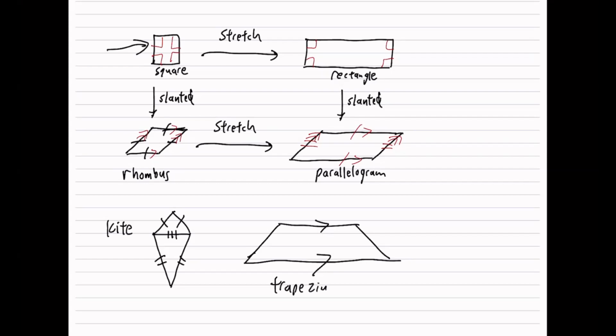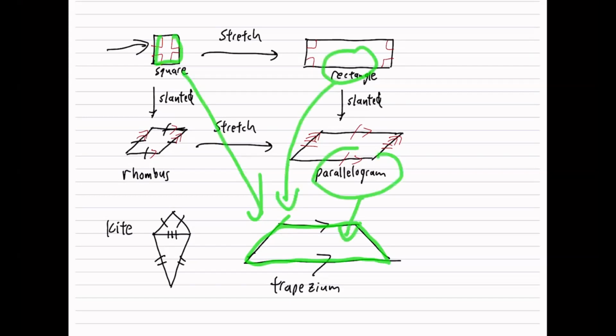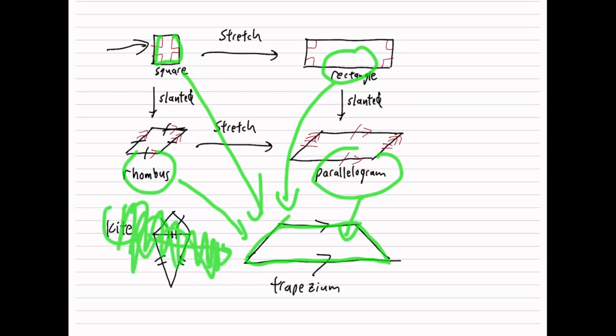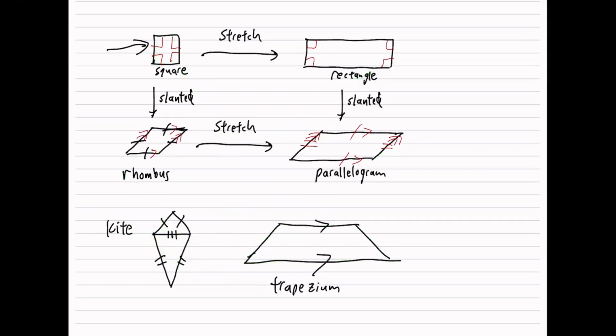Now there's actually a way to connect them all together as a family. Trapezium is the very big one. It is the one that encompasses everything. A square is a trapezium. A rectangle is a trapezium. A parallelogram is a trapezium. A rhombus is a trapezium. A kite is also a trapezium. Okay, wait. Maybe kite is not a trapezium. Kite is a separate branch. Everything else is a special kind of trapezium. Did you know that? No.